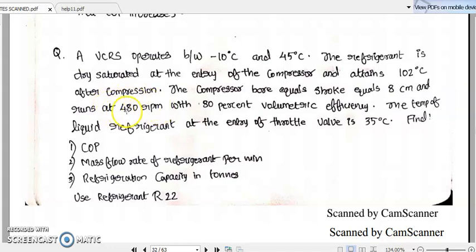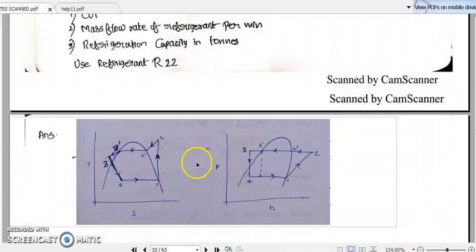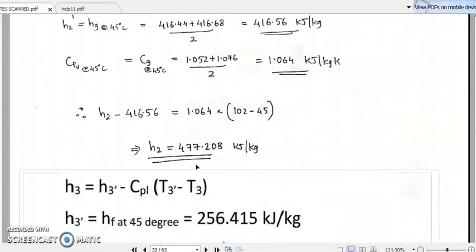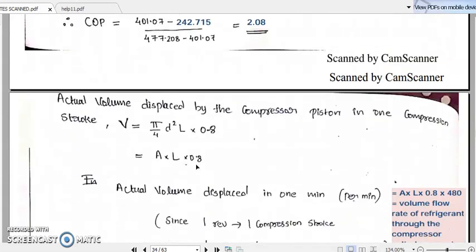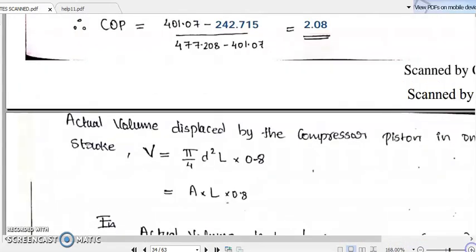So in a way, using this 480 rpm, this stroke length, the diameter, etc., we can try to imagine what we can do with all this data. We can find the volume displaced by the piston which is moving inside the compressor cylinder. So how can we find the volume displaced? Now let us try to focus on that.